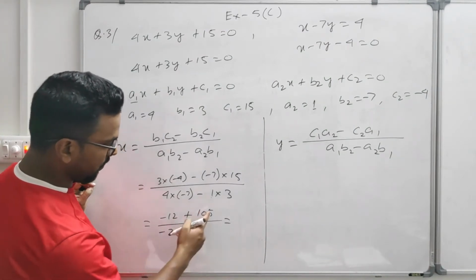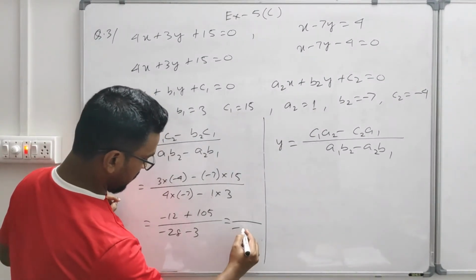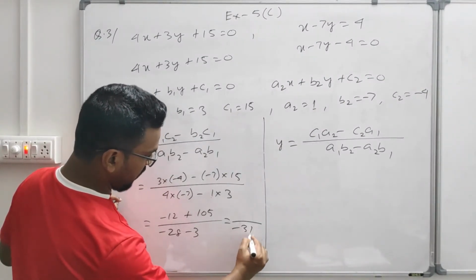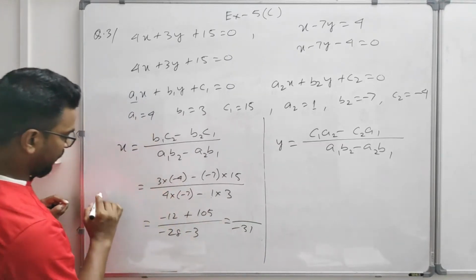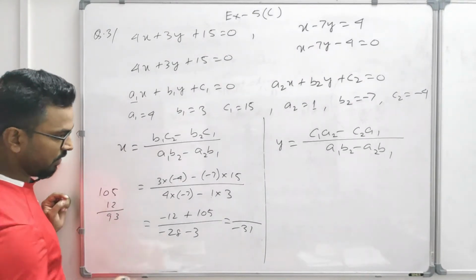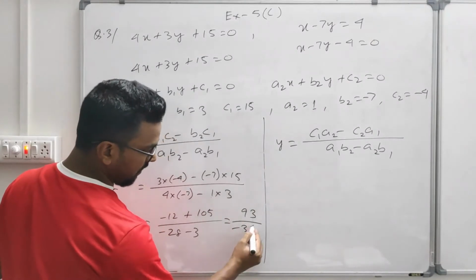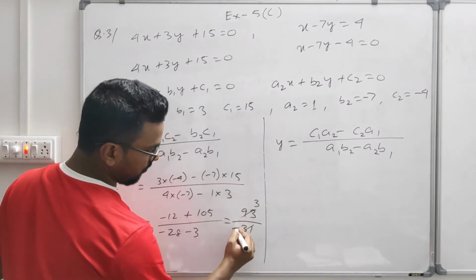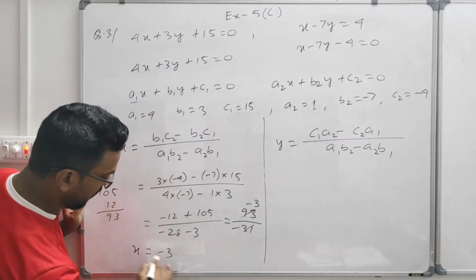So if you solve this one, if you subtract, how much you will get? Here you will get minus 31, and here it will be plus 105 minus 12, 3, 93. So this will become 93. So if you cancel this one, you will get 3. So the negative sign you can write it here. So the value of x is minus 3.